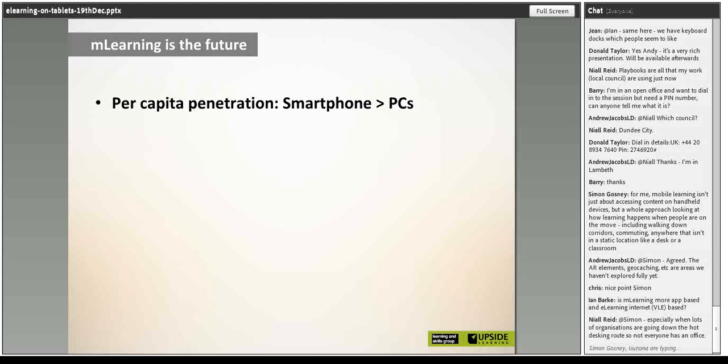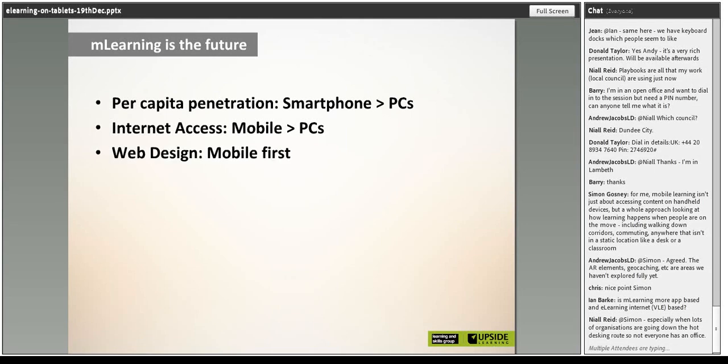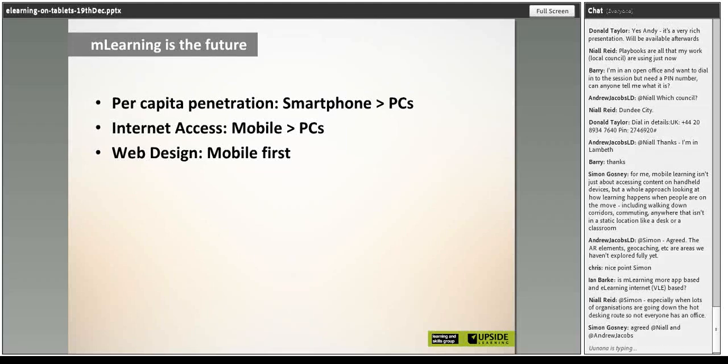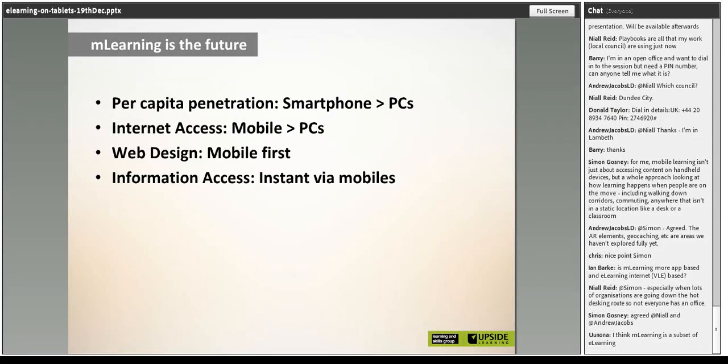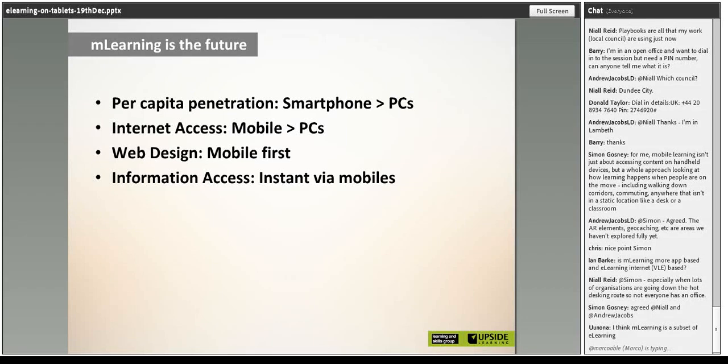The per capita smartphone penetration is now more than that of PCs. Internet access on mobiles is more than that from PCs. Web design is moving to mobile first because internet access itself is more from mobile devices. Information access is instant via mobile, which is impacting the way work itself is done, how much information you really hold in your head. Work for a lot of people, because they are themselves mobile workers, is becoming what they do rather than where they go.